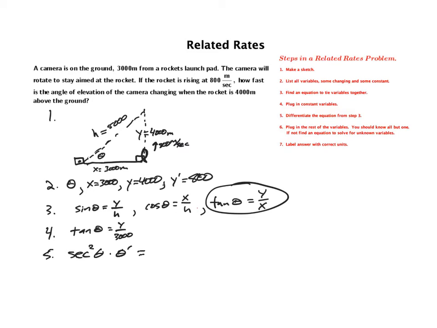And we're differentiating with respect to time, so we're using the chain rule. That's d theta dt. And now this is 1 over 3,000 y times y prime, the derivative of y with respect to t. In step 6, we'll plug in our variables. Now we have secant squared theta. Well, we have a right triangle over here, and we know that cosine of theta, at the point in time when the rocket is 4,000 meters in the air, is equal to 3,000 over 5,000, or 3/5.